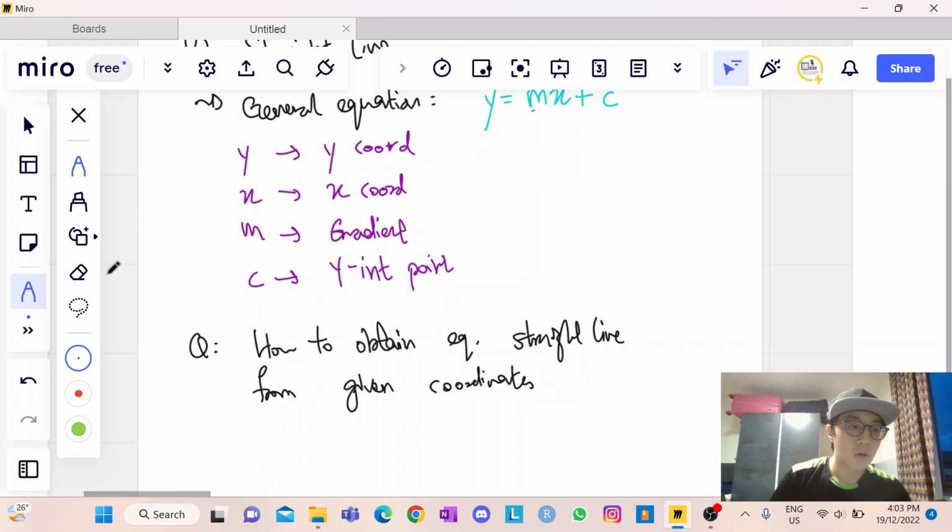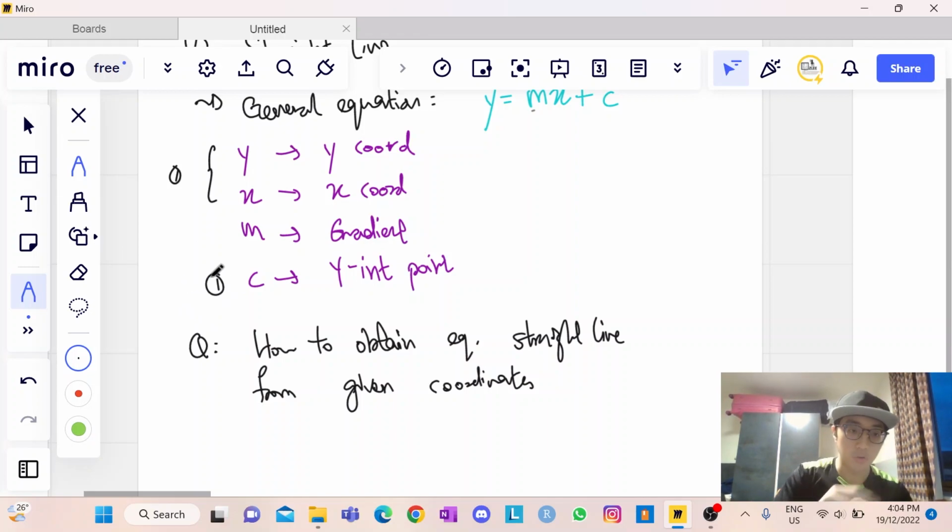So you can see all these here, the y coordinate is something that you want to get, and the x coordinate is something that you input. These two can be any value, so one coordinate of x is enough to give you the coordinate of y, and vice versa. C is the y-intercept point. There is only one y-intercept point in every single straight line equation, which means there can only be one value of c.